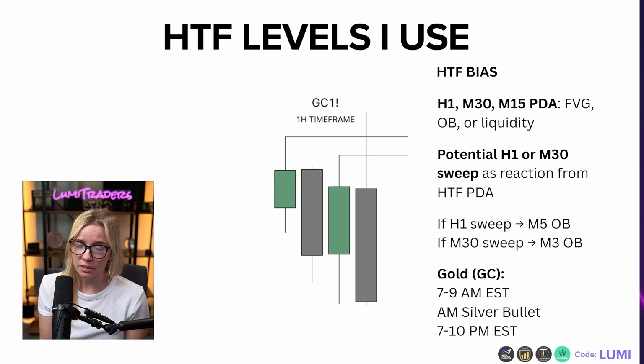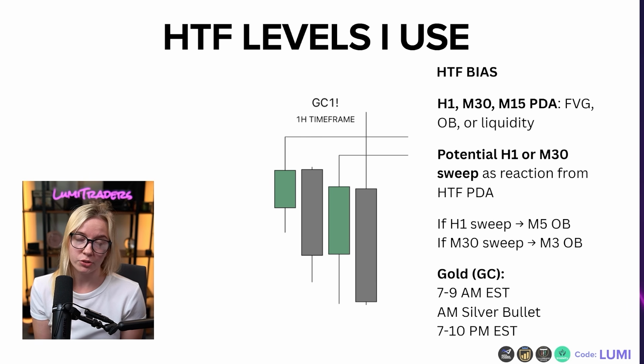And yeah, guys, as I said before, let's say we respected the fair value gap. Obviously, I'm not going to short every single sweep, right? No. We have a potential 30-minute sweep as reaction from this 15-minute fair value gap. I'm going to switch to the 3-minute chart and I would like to find if we got an order block once we got the potential 30-minute sweep. But let's say we have nothing on the 30-minute chart. We have an hourly potential sweep. I'm going to switch to the 5-minute chart, and once we got this potential sweep on hourly, I would like to find a 5-minute order block as confirmation of this sweep.